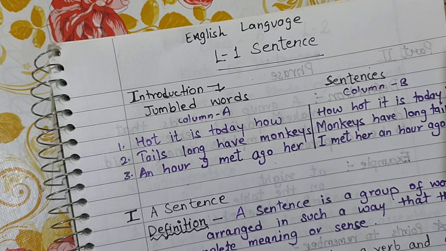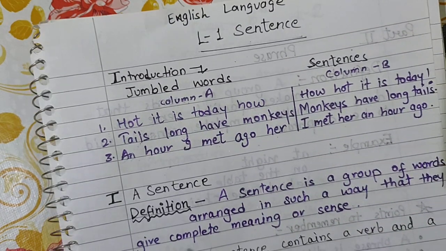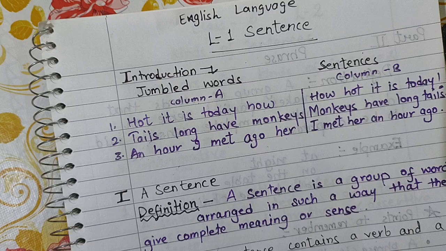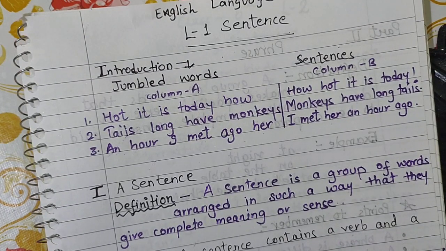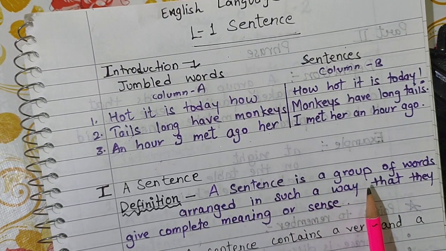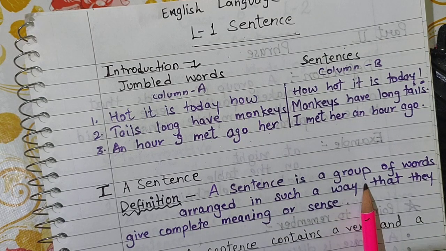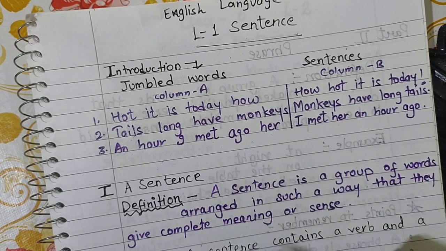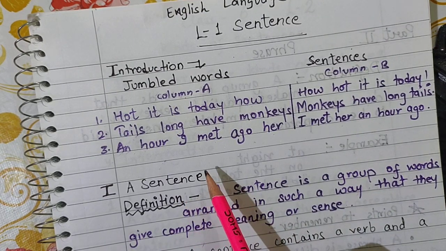Alright, now I will also tell you that a sentence is a group of words arranged in such a way that they give complete meaning or sense. Right? This is the definition you have learnt. All right, now let's discuss this definition with an example.